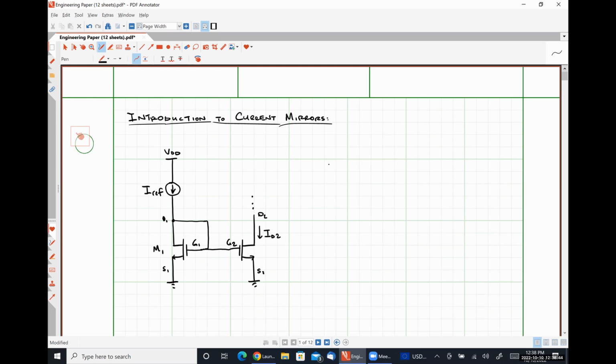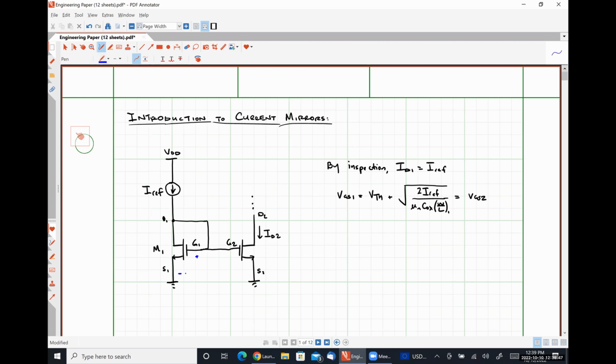So, by inspection, we can see that ID1 is equal to IREF, and thus the gate source voltage for transistor M1 will be VTH plus the square root of twice IREF over UN COX W over L for transistor 1. So that's what that subscript means next to the W over L ratio, the aspect ratio for transistor 1. And this will also equal VGS2, right?